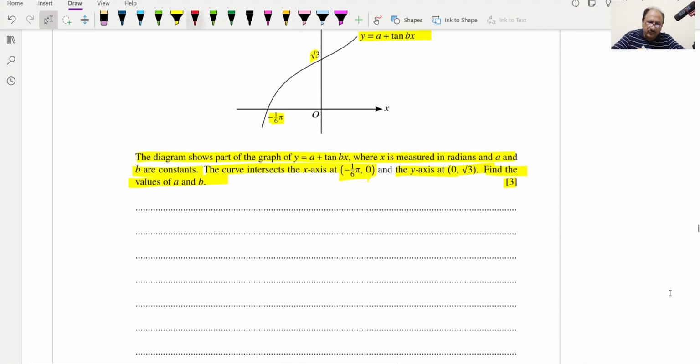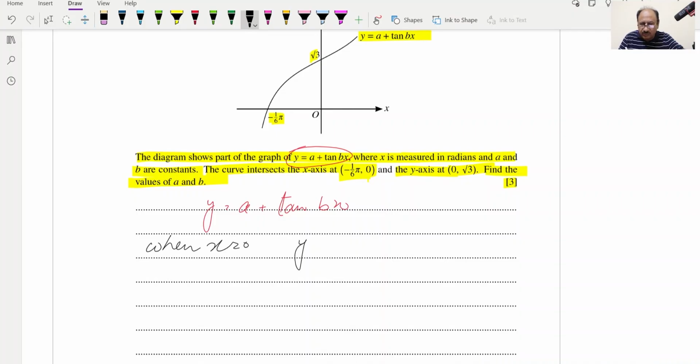So what we will do, we'll take this equation, y is equal to a plus tan bx. This is our given equation, and we know when x is equal to 0, y is equal to under root 3.